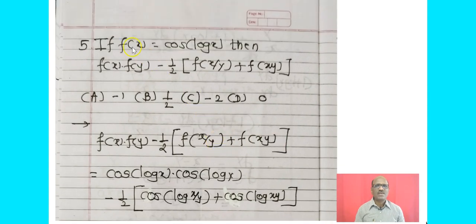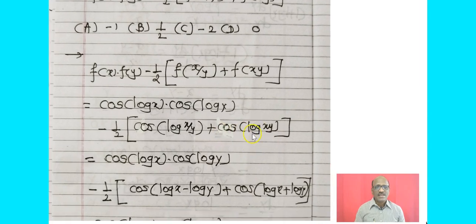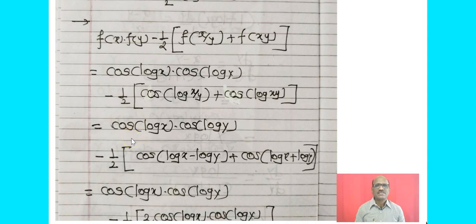Now we have the function f of x is equal to cos of log x. Therefore, we are replacing here the value: f of x means cos of log x, f of y means cos of log y, minus 1 upon 2 into f of x upon y, which can be written as cos of log of x upon y, plus f of xy, which means cos of log of xy. Now this can be written as cos of log x into cos of log y minus 1 upon 2 into cos of log of x upon y.